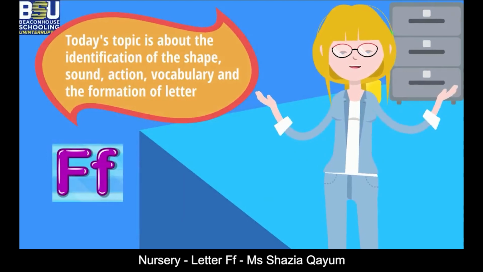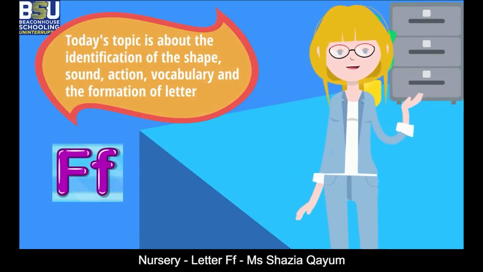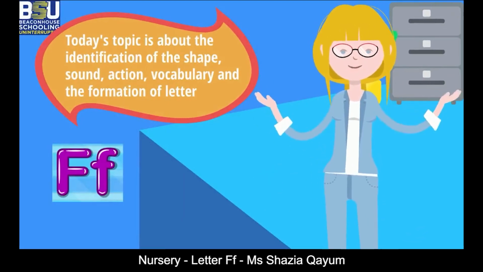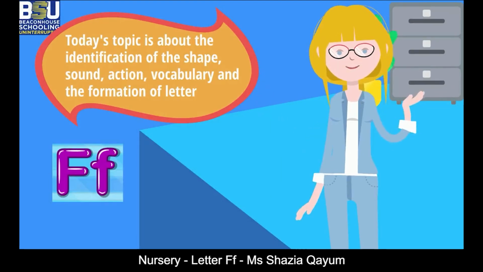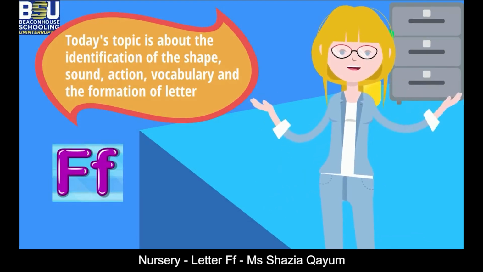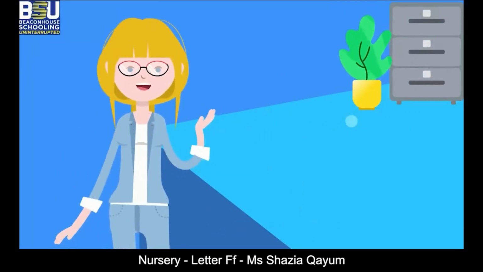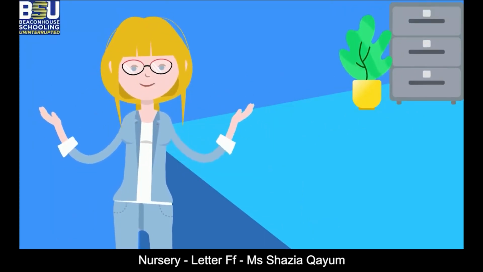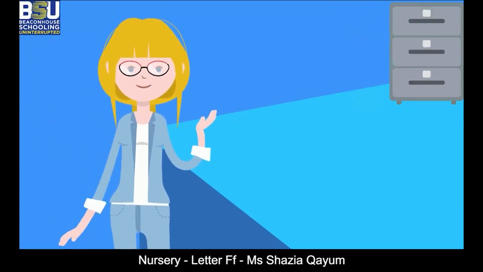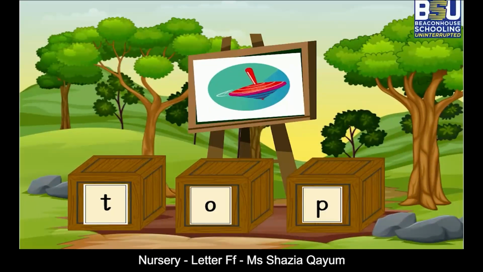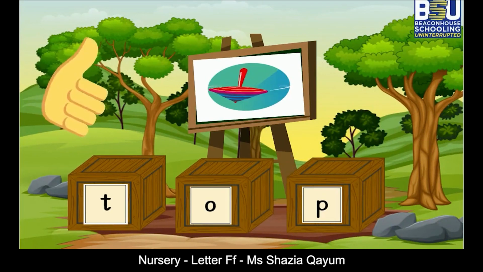Today's topic is about the identification of the shape, sound, action, vocabulary, and the formation of letter F. Firstly, let's practice reading a few words done earlier. Let's read the first word. T, O, P, top. Good job, children.